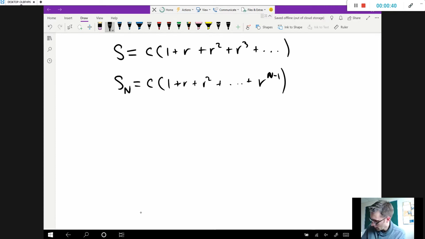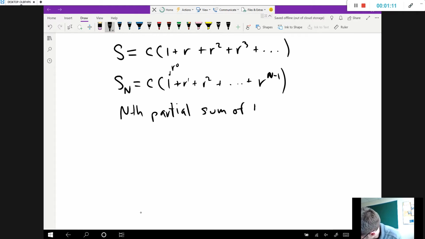And that's due to the fact that we started with this 1, which you could think of as r to the 0. So we have a first power, a second power, all the way up to n minus 1. That's n minus 1 terms, and then we include the 0. We get a total of n. Okay? All right, so that is Sn, the nth partial sum of the geometric series.